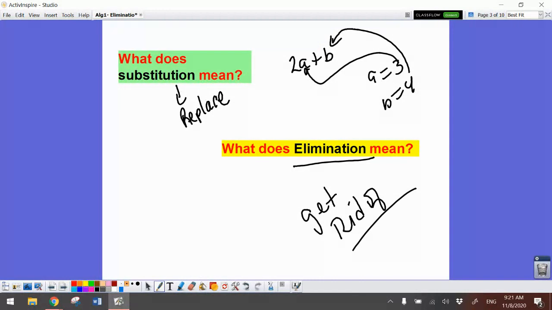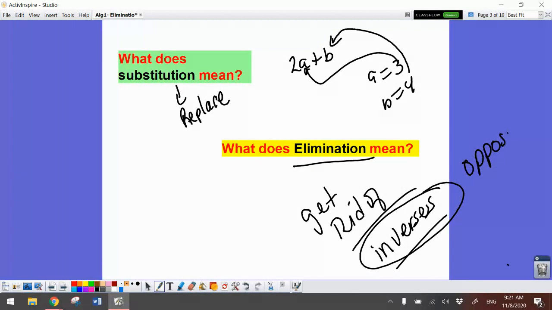Okay, to get rid of. So we're going to eliminate using inverses, which are the opposites. Okay, so like if I said up, opposite would be down. If I say positive 5x, you know the opposite is negative 5x. And if I give you a negative 3y, you know the opposite is positive 3y. So we are going to be looking for the inverses or the opposites. Okay, because somehow we have to get 0.